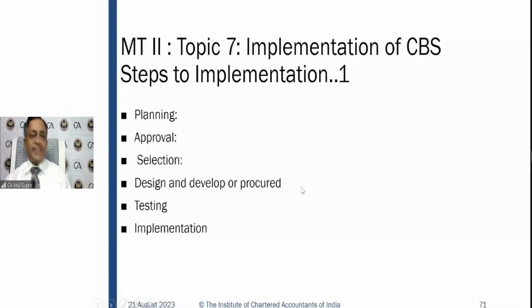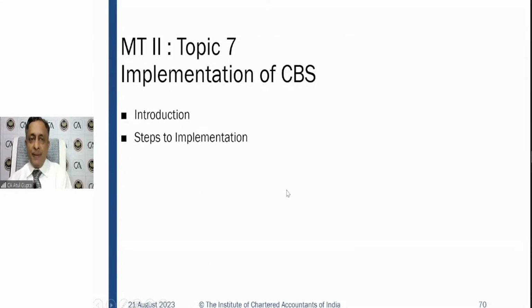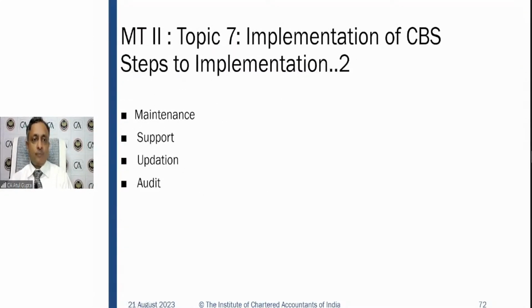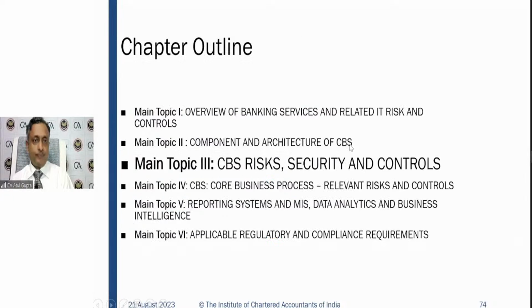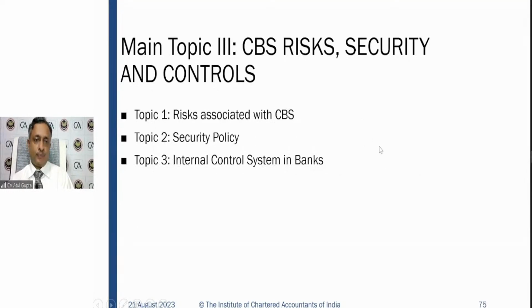Yeah. So this aspect, implementation, we took the steps now. So this completes main topic 2, that is, architecture of core banking system. Then comes core banking system risk, security and controls. So the main topic is core banking system risk, security and controls: the risk associated with core banking system, the security policy, and what internal controls are there in bank systems.